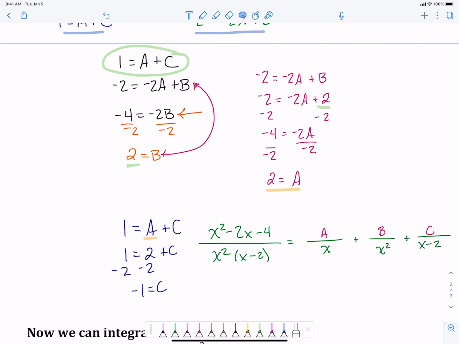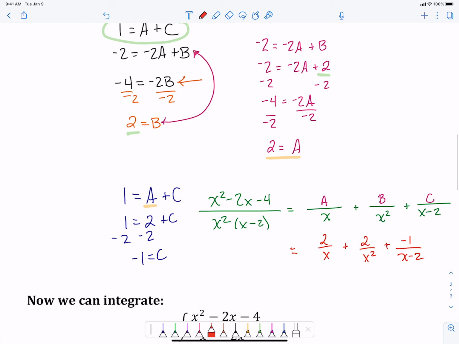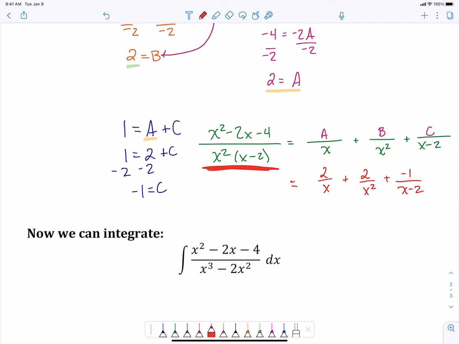So we were trying to figure out a, b, and c, these coefficients on the tops of these fractions. So we figured them out. A was 2, b was 2, and c is -1. So if we got a common denominator and added these three fractions together, we would absolutely get x squared minus 2x minus 4. And so, you can absolutely do that. You can check it if you want.